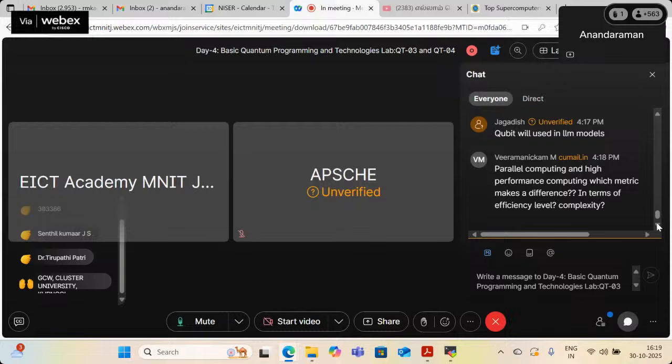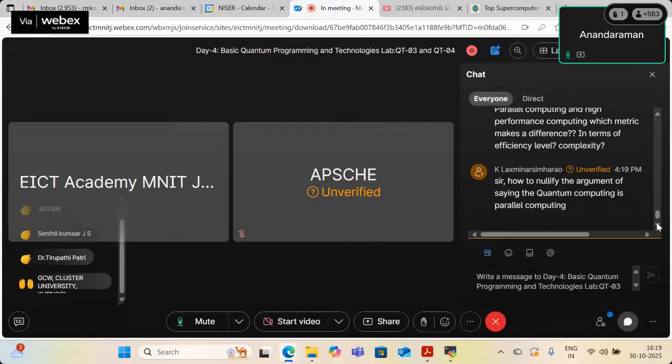So what is parallel computing and high performance computing? Both are the same only. High performance computing is parallel computing; HPC is the same. Parallel computing is just a low-level technical term, and high performance computing is a broad-level technical term. That's all, both are the same. HPC without parallel computing is nothing. Is quantum computing parallel computing?